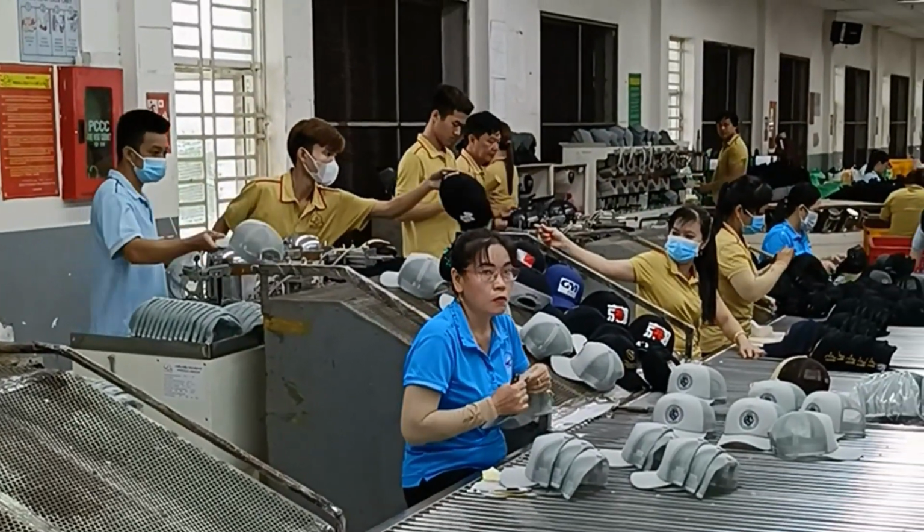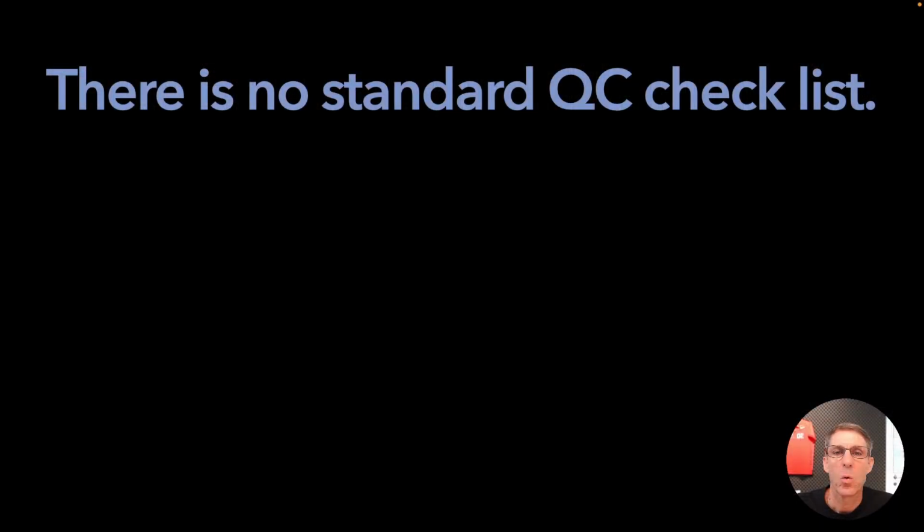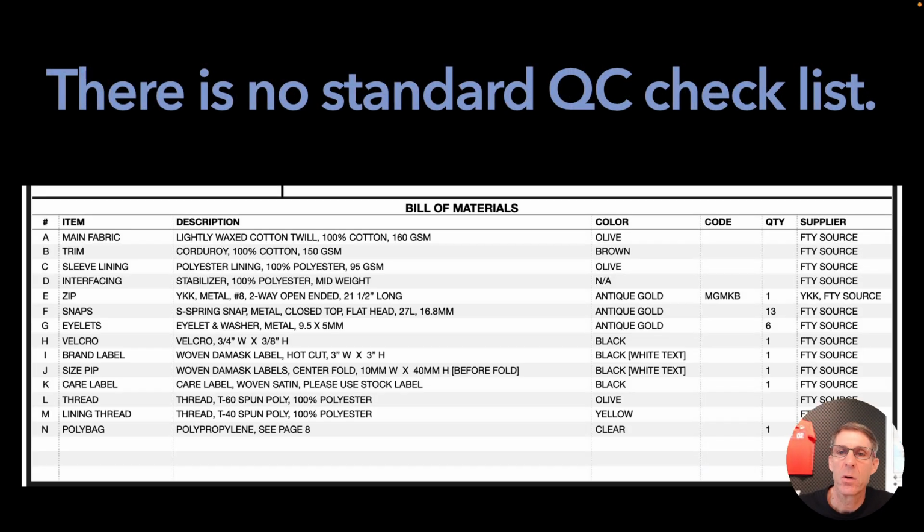There is no standard quality control checklist. What you see here is a bill of materials from a tech pack. I recommend you create your checklist based on your bill of materials. If you want to keep it super simple, then just check each item on the BOM and give it either a pass or a fail. Do a visual inspection of each item on your BOM to check the quantity, appearance, cleanliness, and durability.